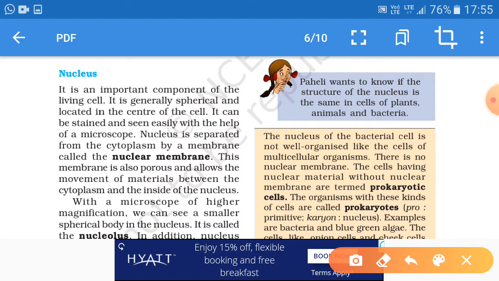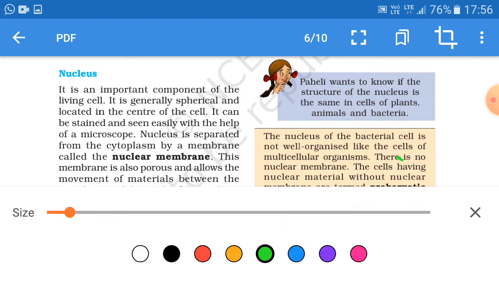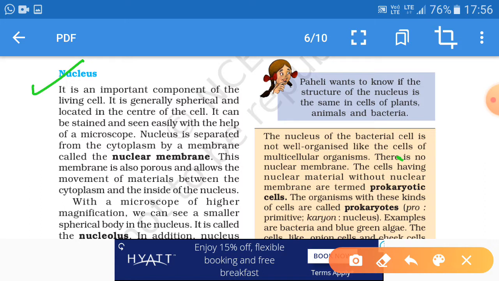The way the brain controls all the activities of all the systems inside the human body, in the same way the nucleus also controls and coordinates all the activities performed by the different cell organelles. Now see what is so special about the nucleus. What are the parts of the nucleus?